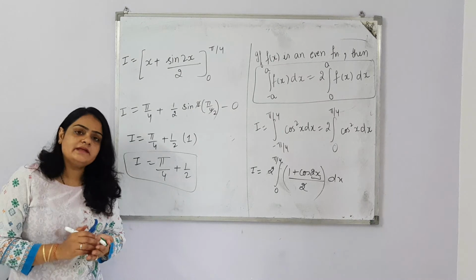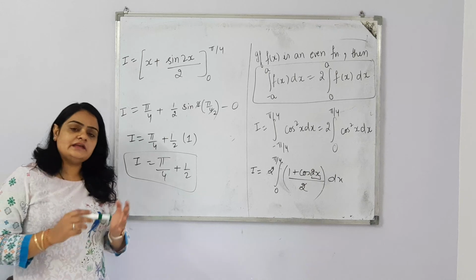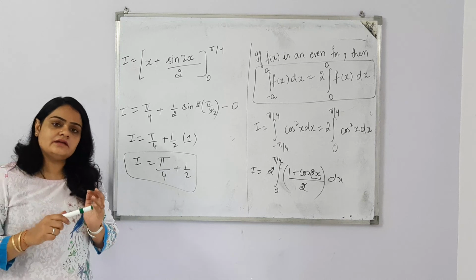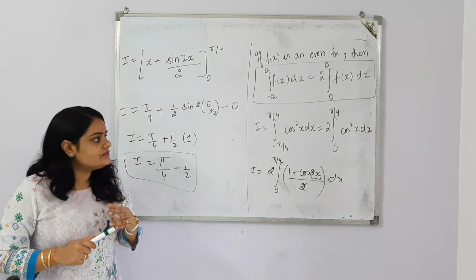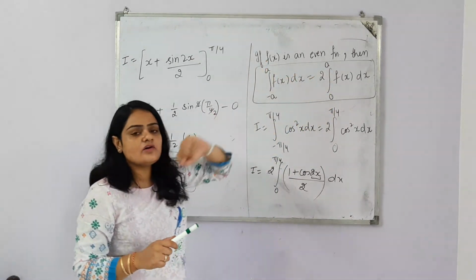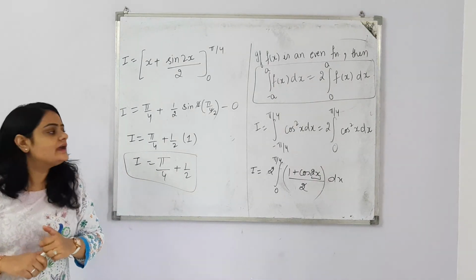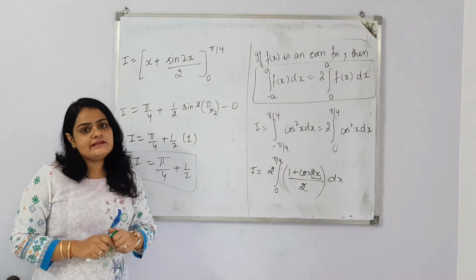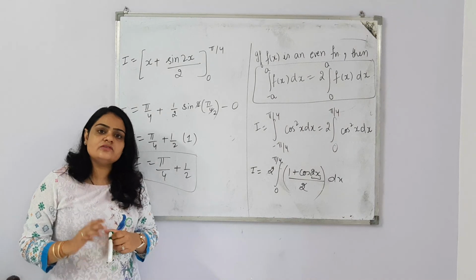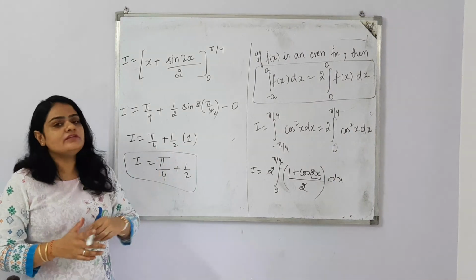Hope the properties are clear. Whenever the limits are minus a to a, first of all we check whether the function is even or odd. If the function is odd, then its direct answer is 0. If the function is even, then we take limits 0 to a and 2 will come out as a constant. So twice the integral from 0 to a, the function remains as it is. Then we can solve that function and get the answer. Hope all these three properties are clear to you. So let's do these questions once again in your notebook, so that it will be more clear to you with the help of these properties.